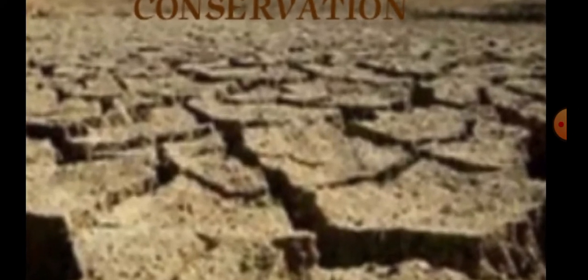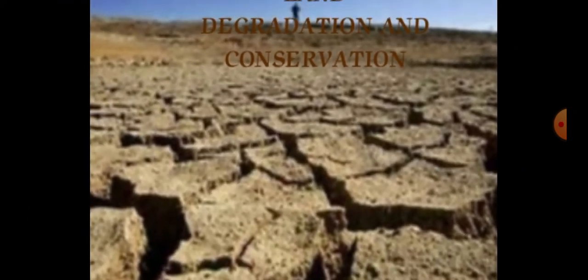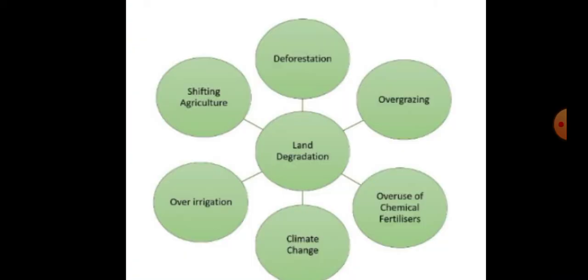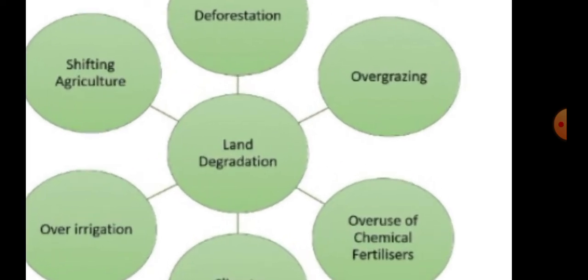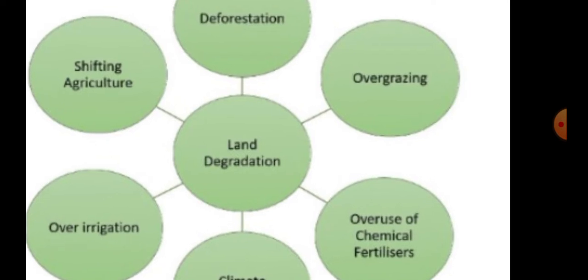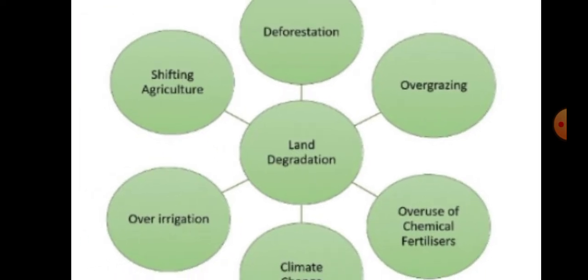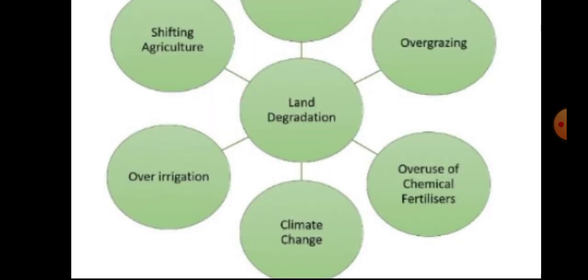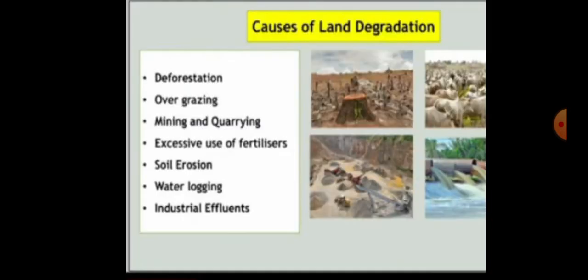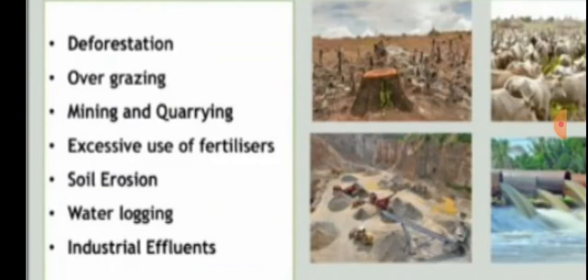You can see this land broken into pieces, cracks, crevices. Land degradation. What are the causes? Deforestation, overgrazing, overutilization of chemical fertilizers, climatic change, over irrigation, shifting agriculture. Causes of land degradation. Here we can see in this image.